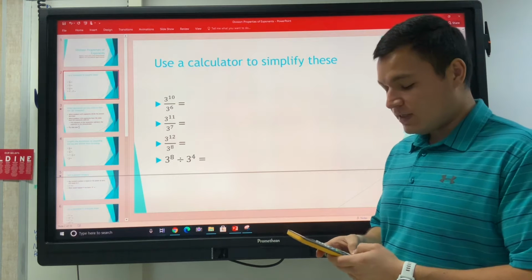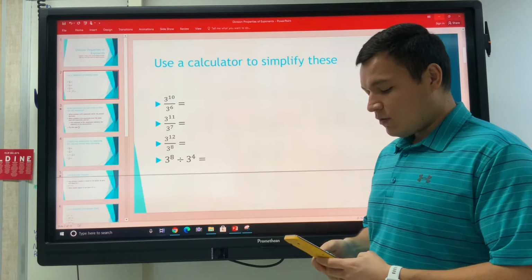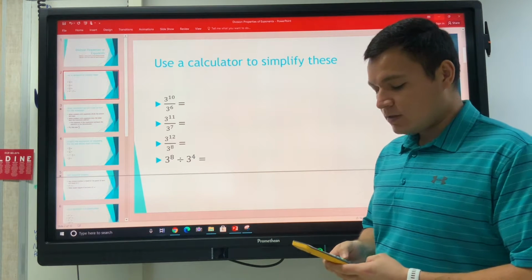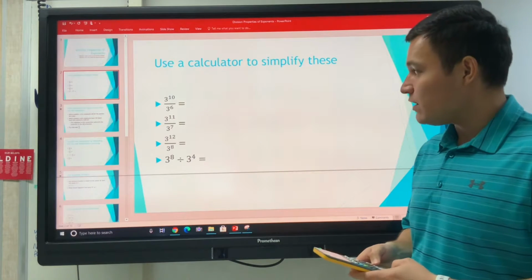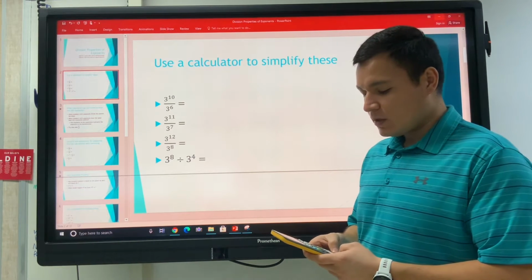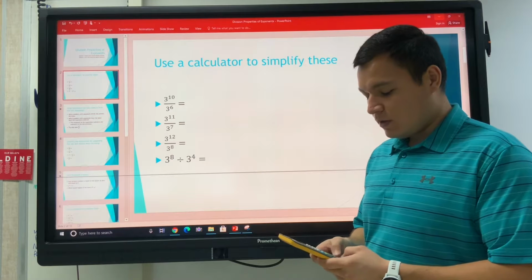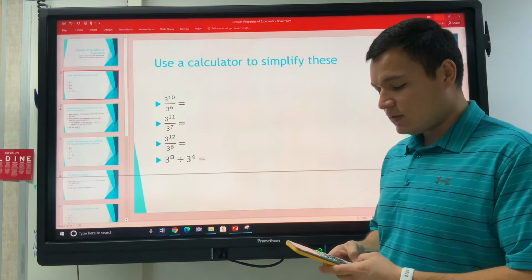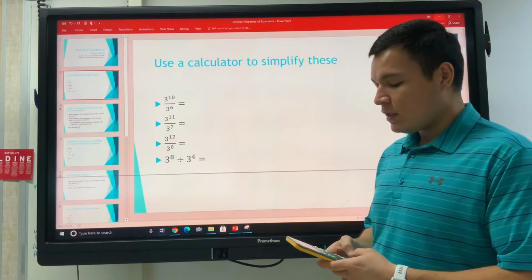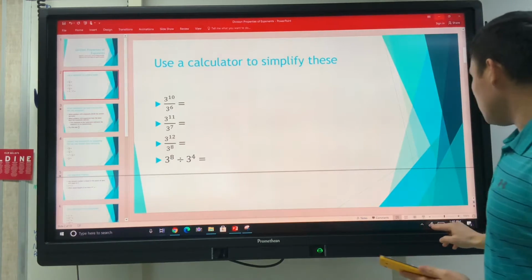So we have 3 to the 10th, 3 caret key 10 divided by 3 to the 6th power, 3 caret key 6, and I get the number 81.